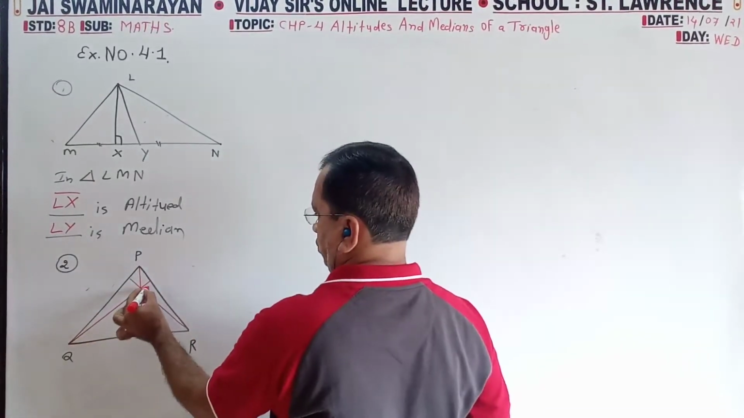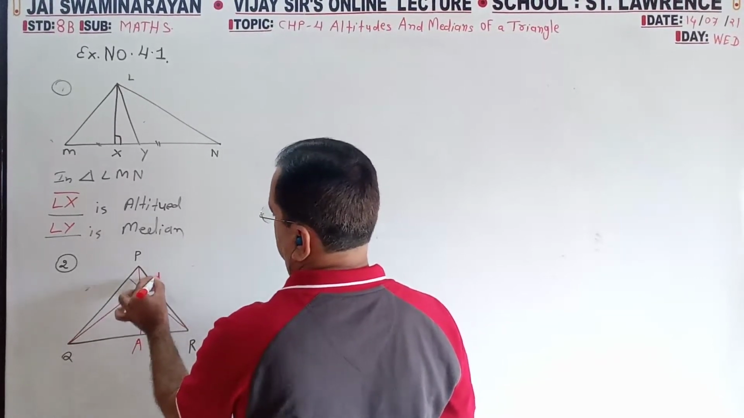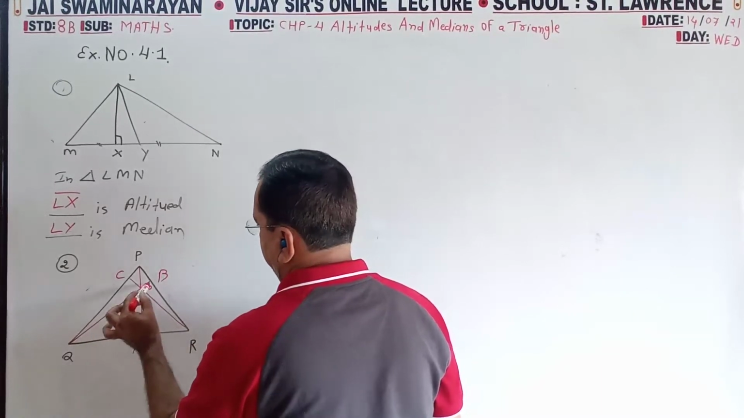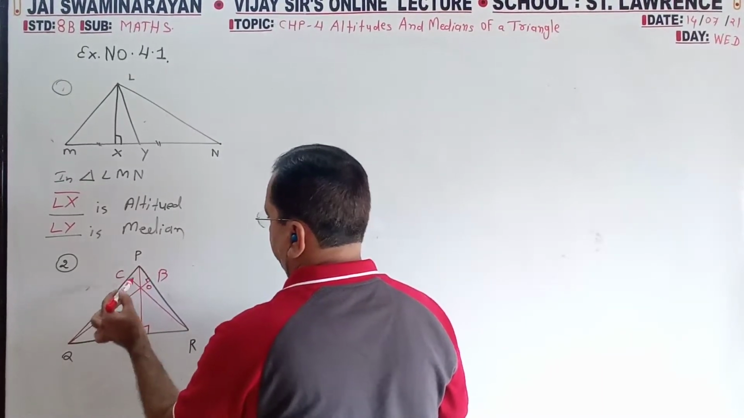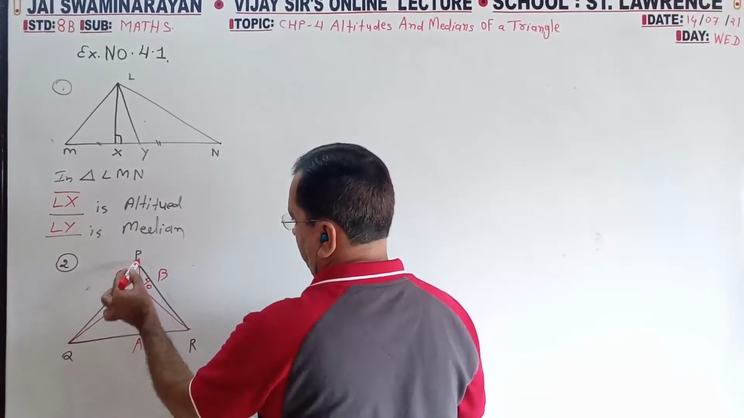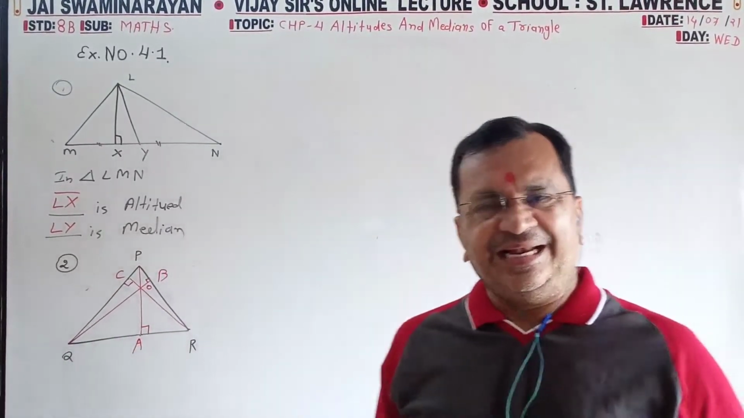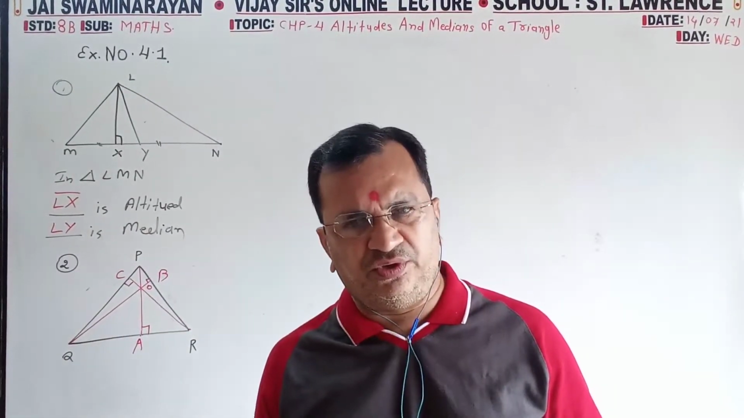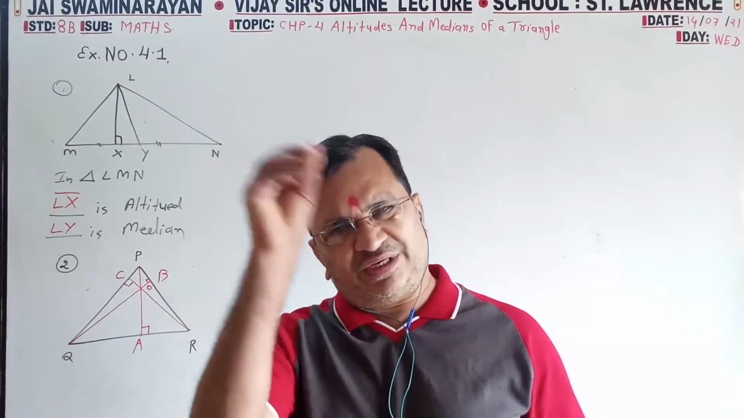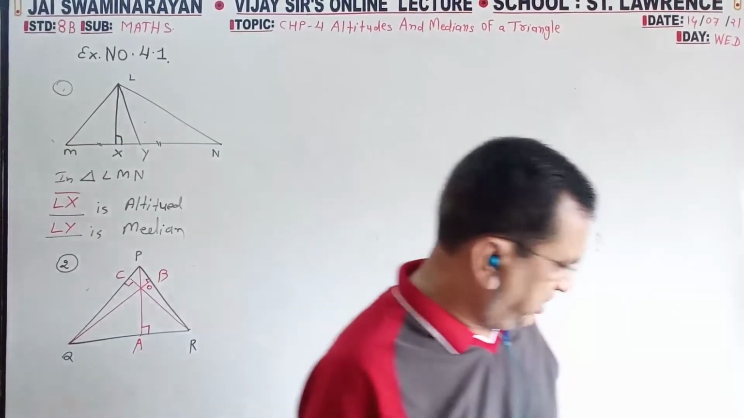So this is O. From P to A, for example, Q to B, R to C, and you have to mark 90 degree and 90 degree. From vertex perpendicular on the opposite side. Like that, 3 perpendiculars you have to draw and complete the diagram. That is question number 2. You take any triangle, draw 3 altitudes. Question number 3.